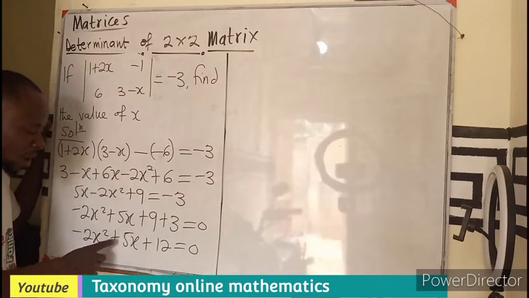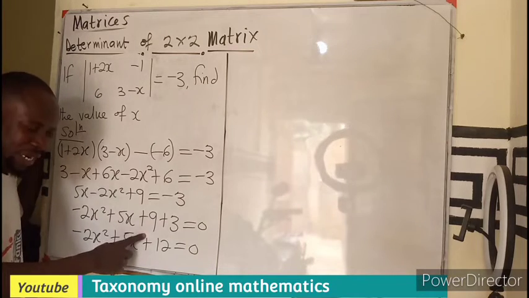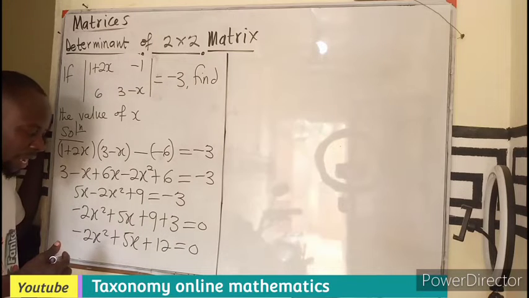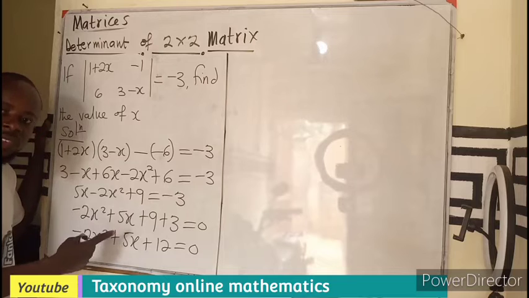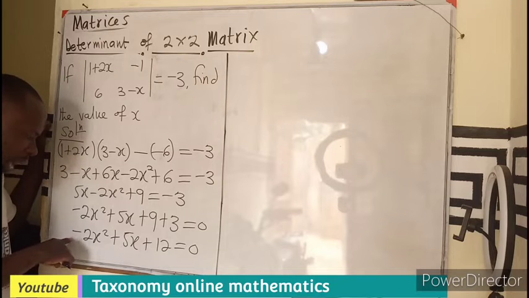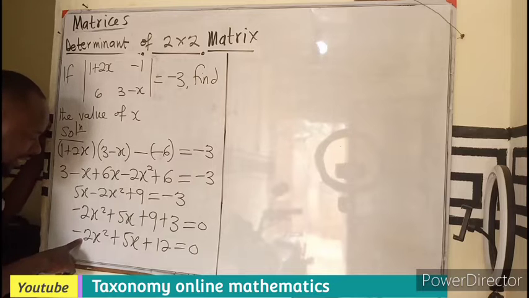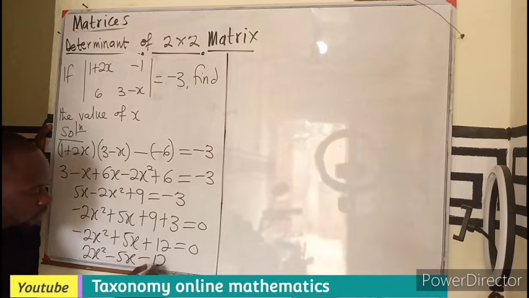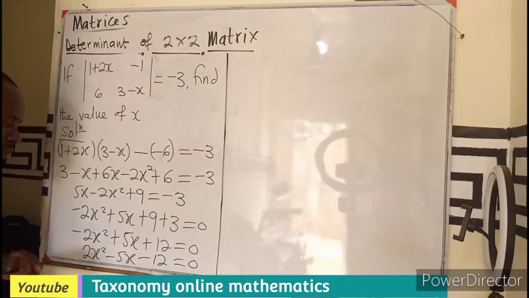This is x power 1, power 2. So x power 1, power 2, power 1 and a constant give us a quadratic equation, and always we try to make the coefficient of x squared to be positive. So in this case, I'll multiply through by what? Negative 1, so that I can get here to be 2x squared minus 5x minus what? 12 equals to 0.